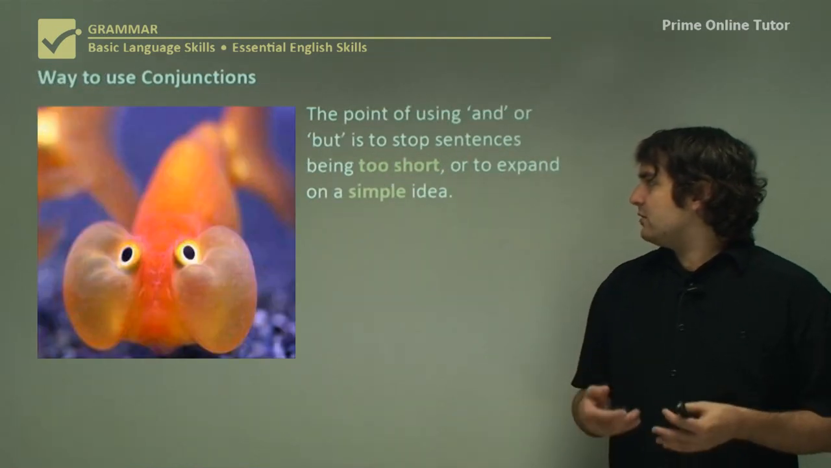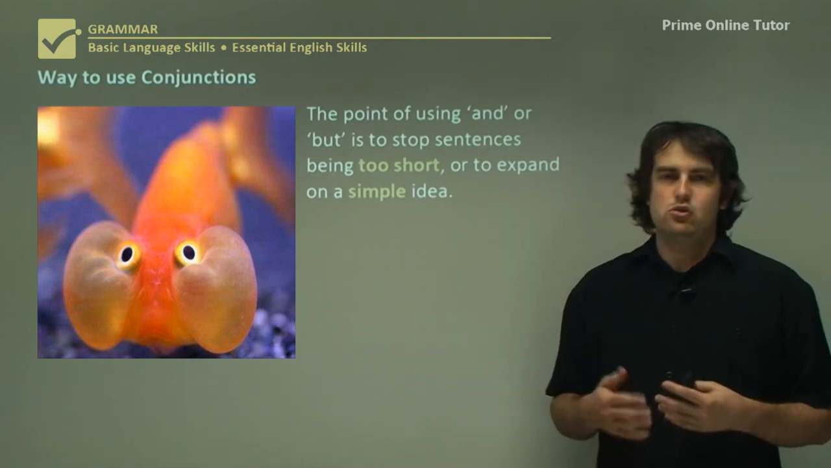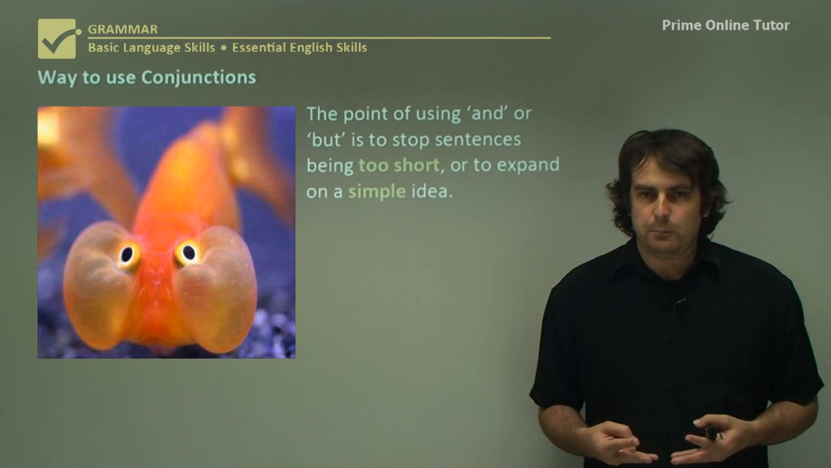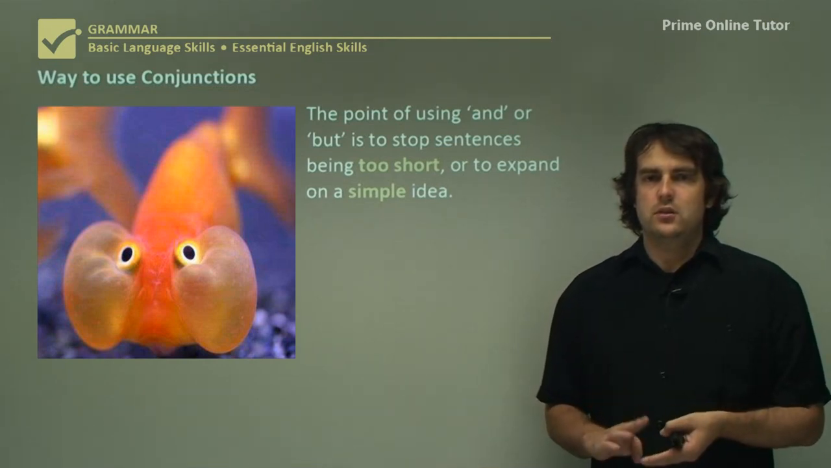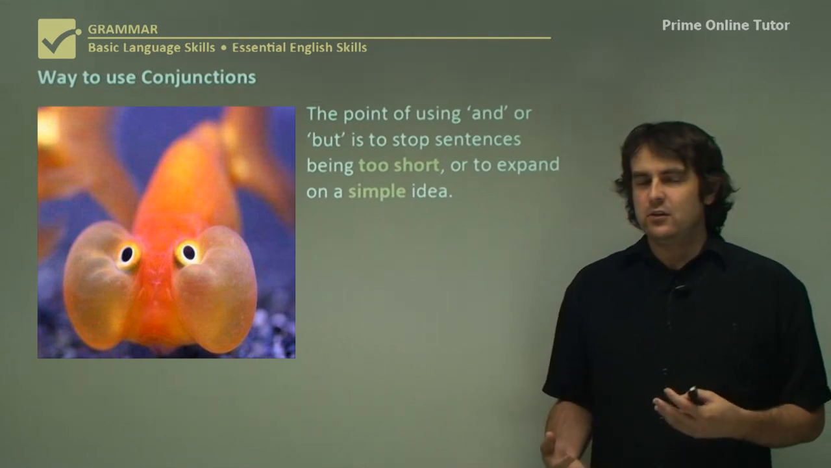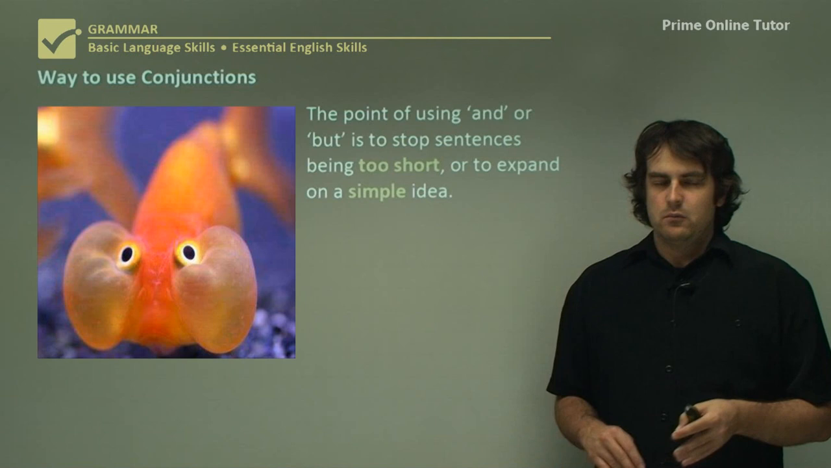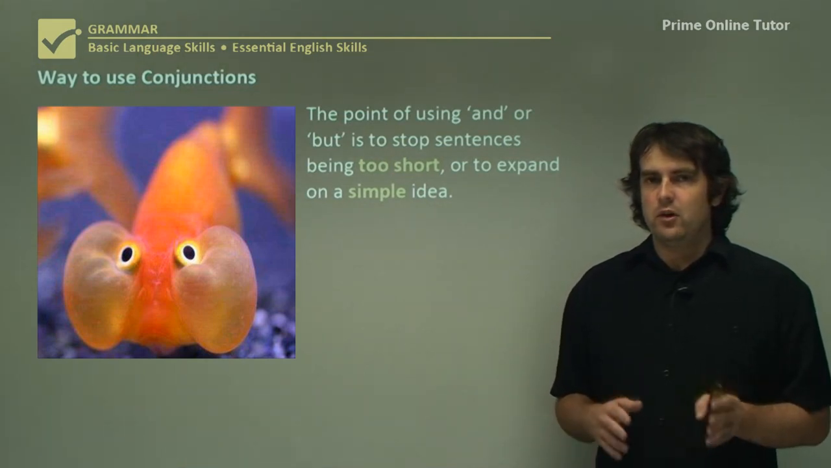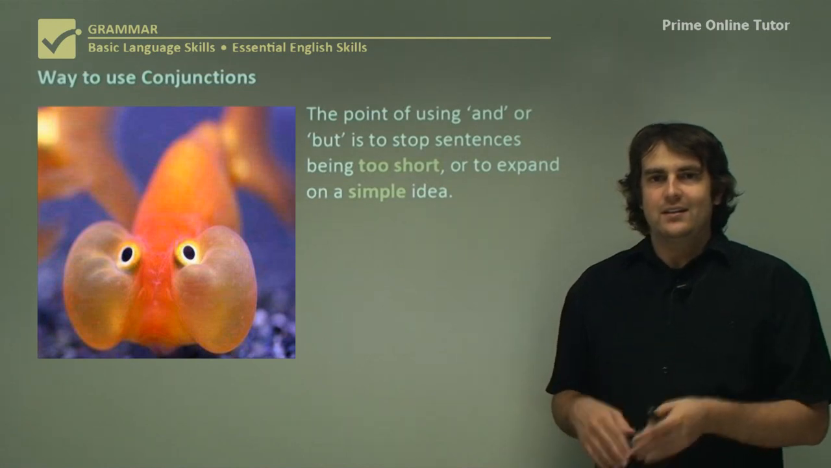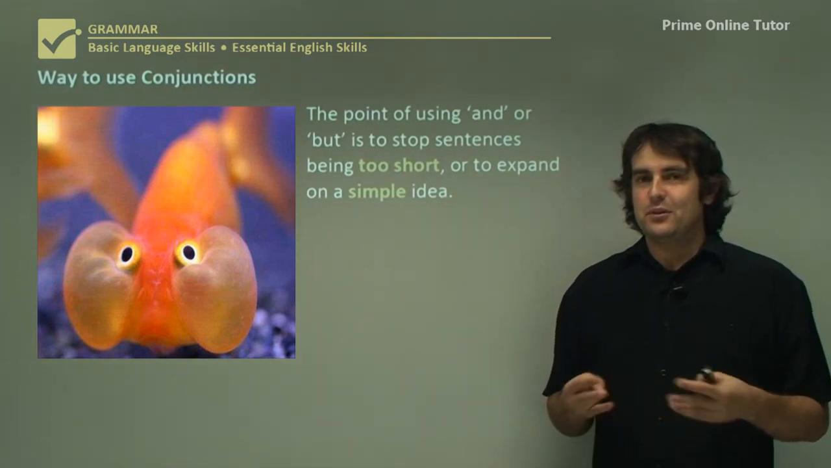So how do you use conjunctions? Well, the point of it is to stop a sentence being too short, and sometimes we forget that. It's to expand on the simple idea as well. So the point is not only to link two things together, but to expand on an idea if it is just too short. We don't want simple sentences all the time, ones that end very, very quickly. The boy went to the shop. The boy went down the road. The boy did this. The boy did that. It might sound funny, but those are the sorts of things that we put ands in there for.